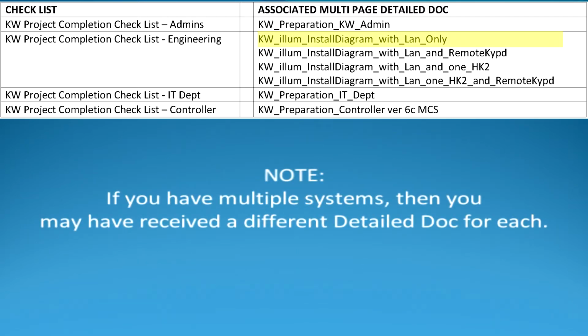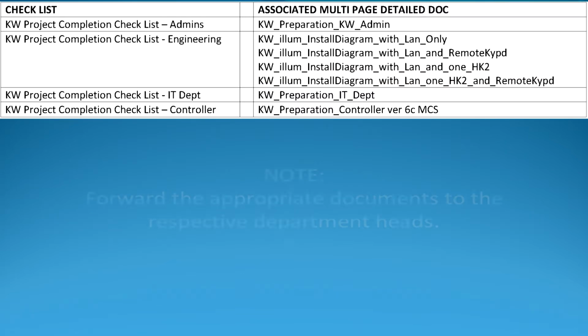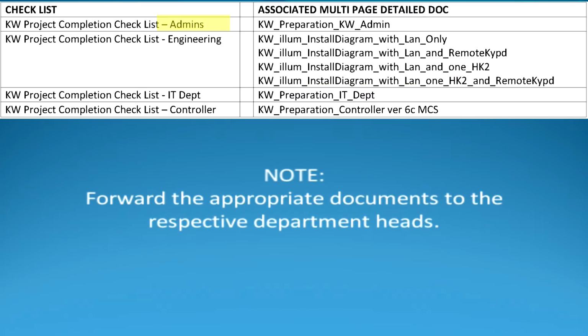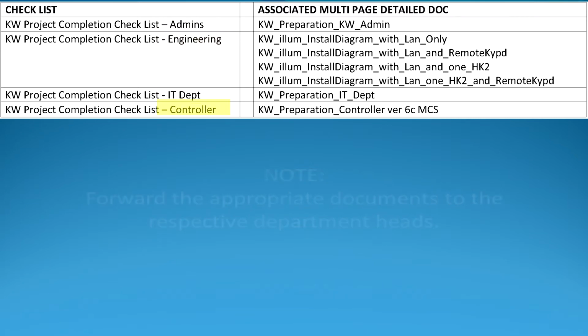Be warned, if you purchase multiple systems, you might have received different detailed documents for each system. If this is the case, then you cannot use the same directions for each. The email will provide more details on this. So, you'll need to forward the appropriate documents to the respective department heads.